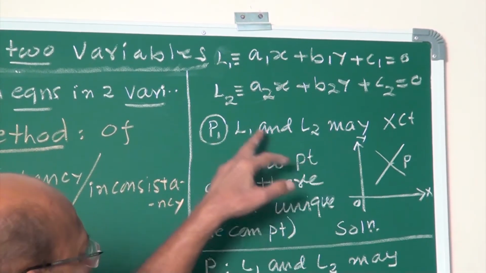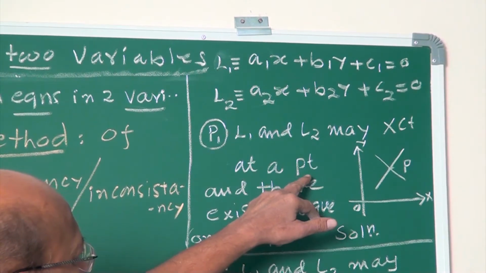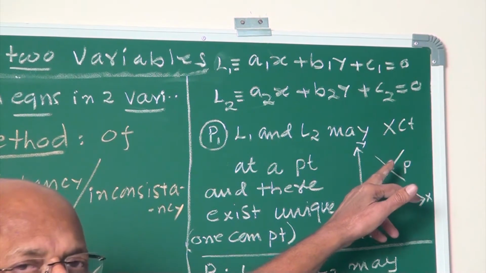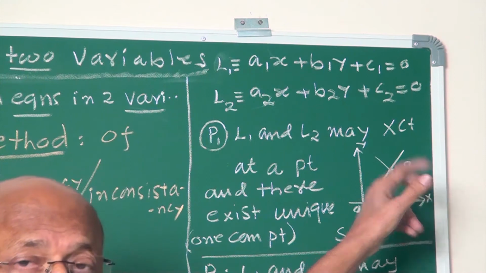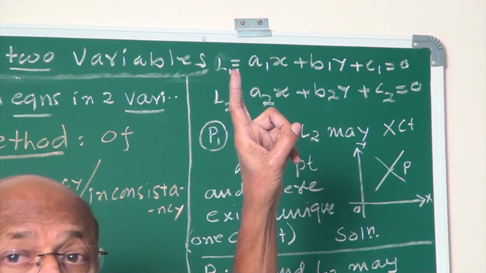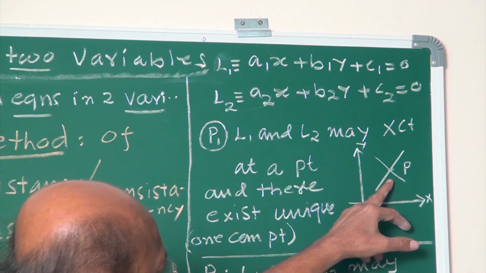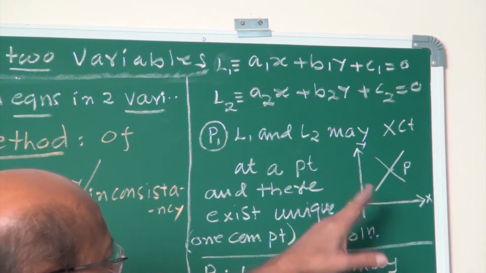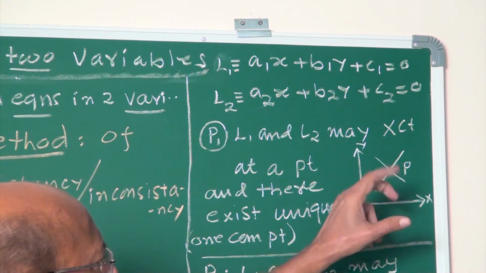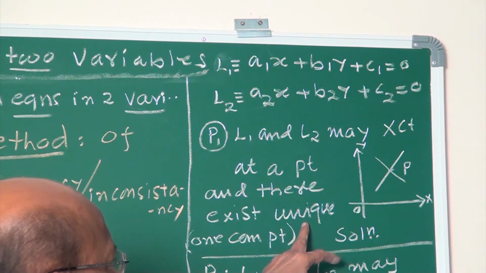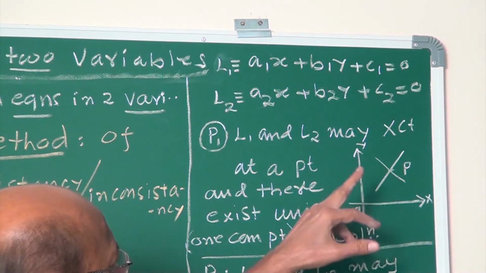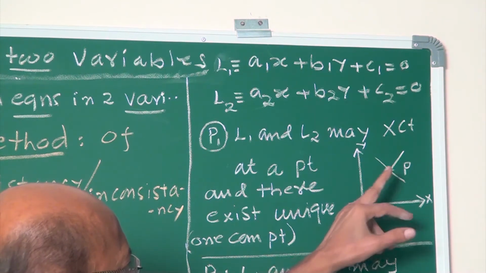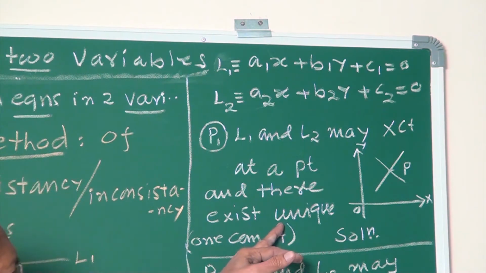P1: lines L1 and L2 may intersect at a point. Two lines never intersect in more than 1 point. If they intersect, they always intersect at a single point. We have proved that the number of common points is 1, so it has a unique solution. So when the lines are intersecting, the solution is unique, only one solution: one value of x and one value of y, a pair.